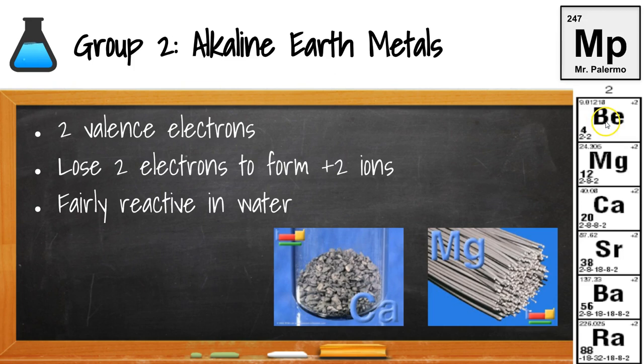Group 2 are called the alkaline earth metals. The way that I remember Group 1 and Group 2 is that Group 2 has two names, alkaline earth, where Group 1 is just the alkaline metals. If you look at Group 2 valence electrons, they all have 2 valence electrons, and they all lose 2 valence electrons to form +2 ions. And these are also fairly reactive in water, but not as much as Group 1.